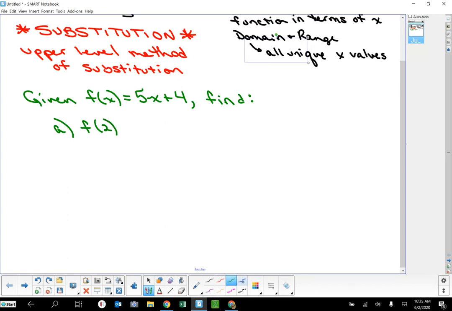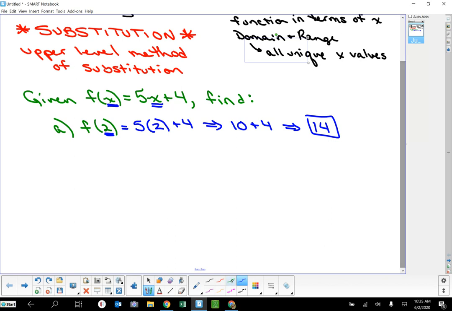What that means is that wherever there's an x, you're going to substitute in the number that they replace the x with. So you're going to do the same thing on this side. Wherever there's an x, you're going to replace it with whatever the value is. So 5 times 2 plus 4 gives you 10 plus 4 gives you 14. And that would be f of 2 equals 14.